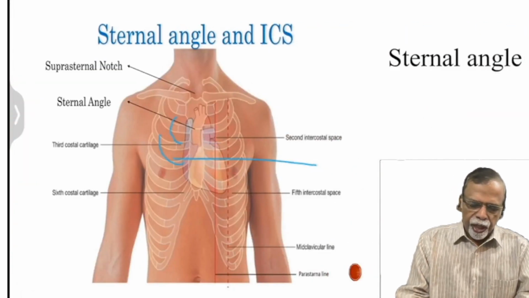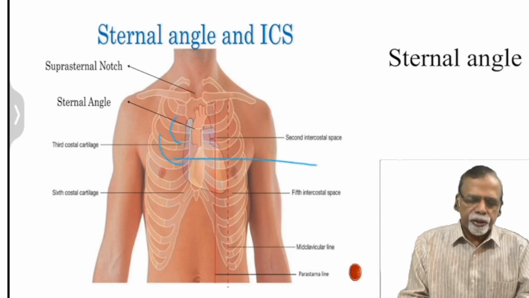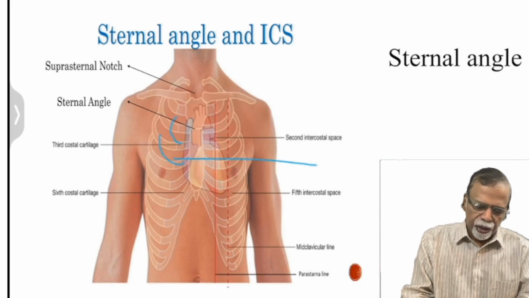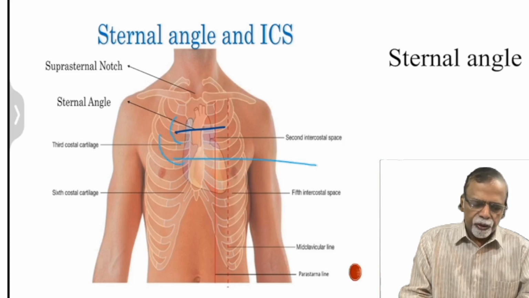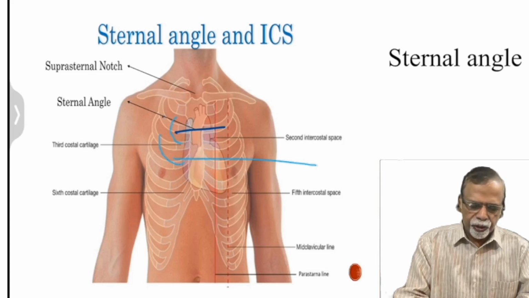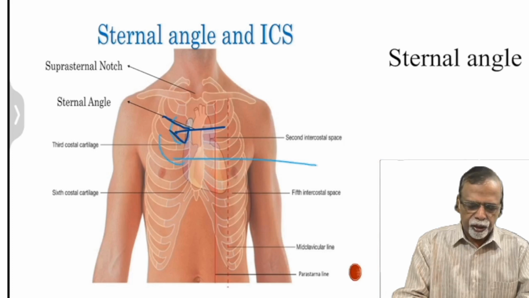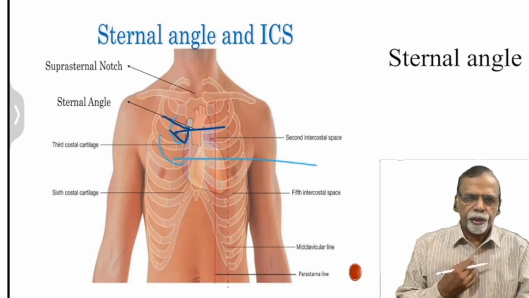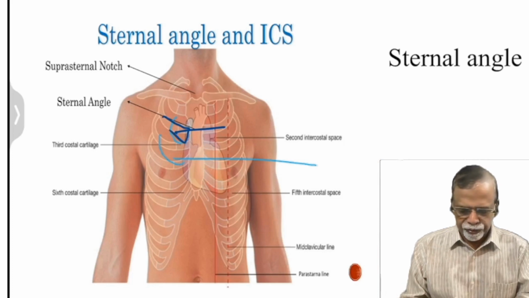Then one of the important landmarks during examination is the sternal angle. This is where the second rib is joining the sternum. That is the sternal angle. It is prominent. You can palpate and identify the sternal angle.